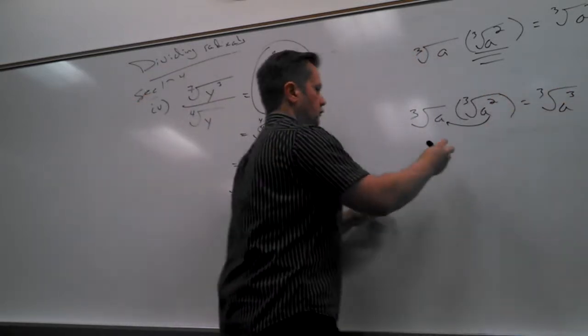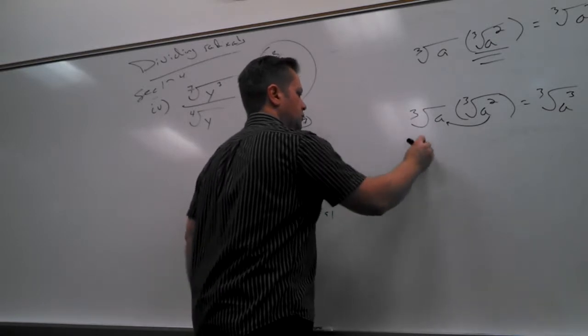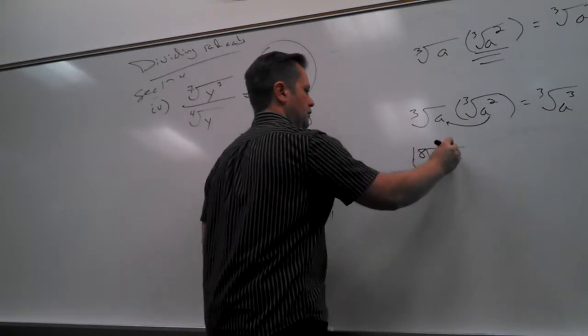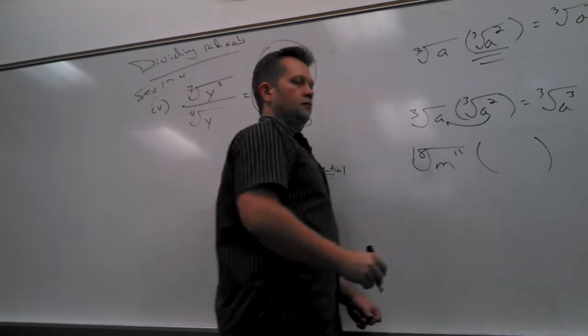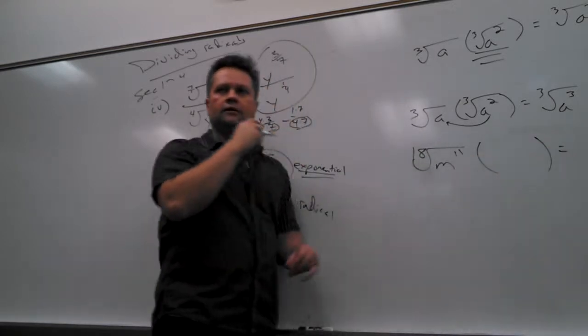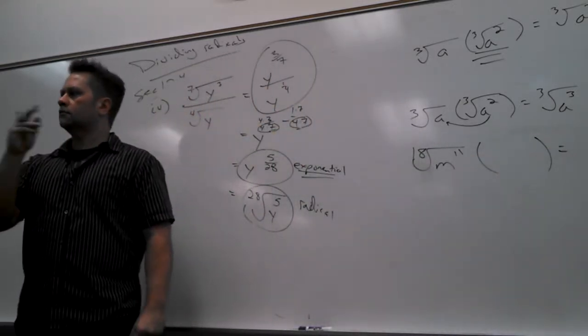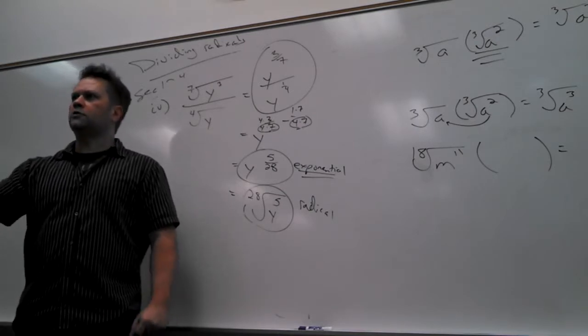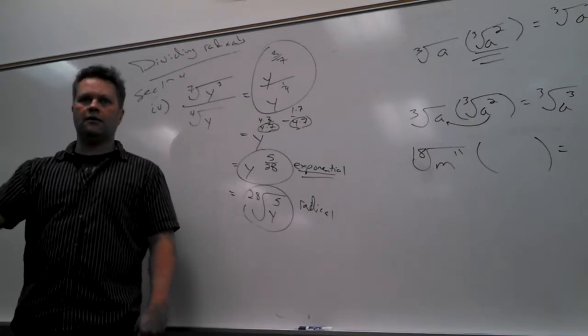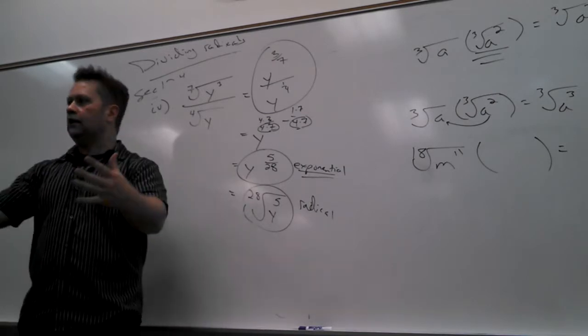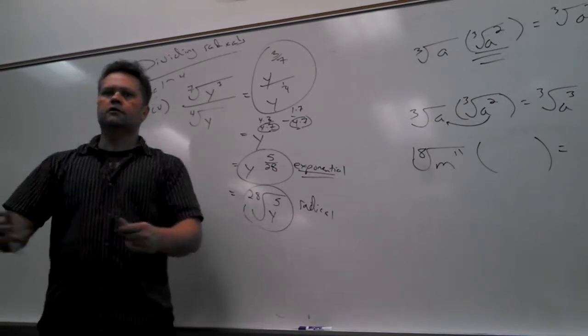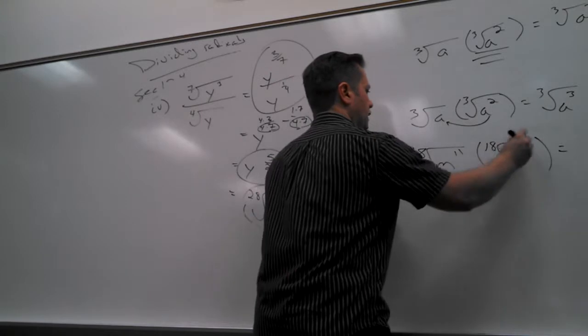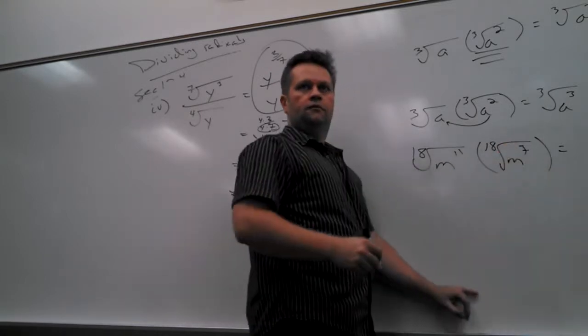So if I had the 18th root of m to the 11th, what would you multiply by? The 18th root of m to the 7th. Do you see that? Because why can't I do the 18th root of m to the 11th? Because there's only 11 m's. There's supposed to be 18 of them, right? So I would multiply by the 18th root of m to the 7th.